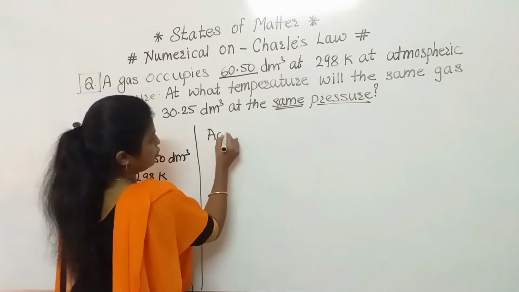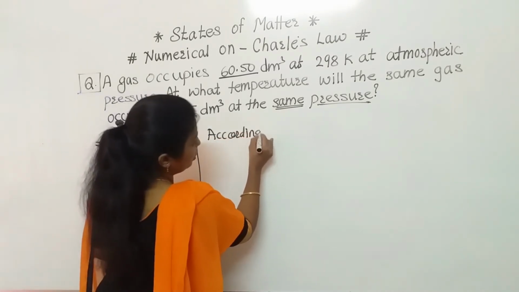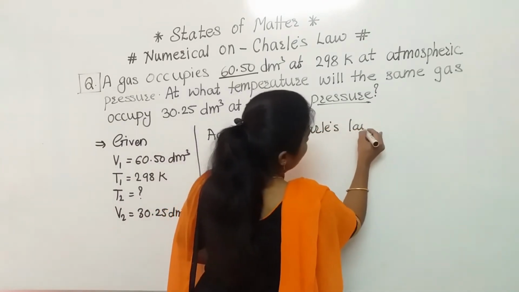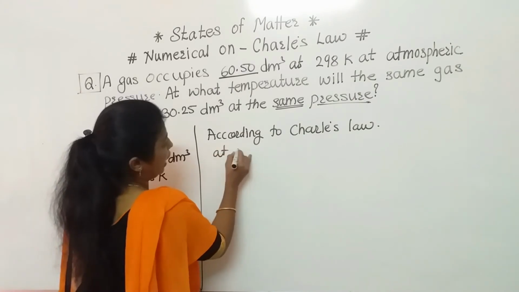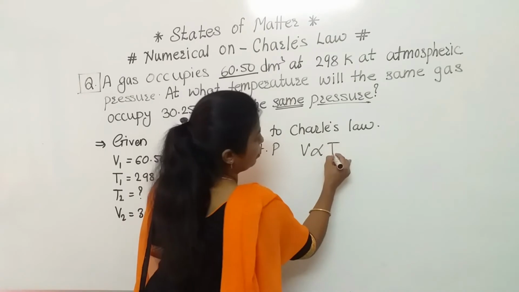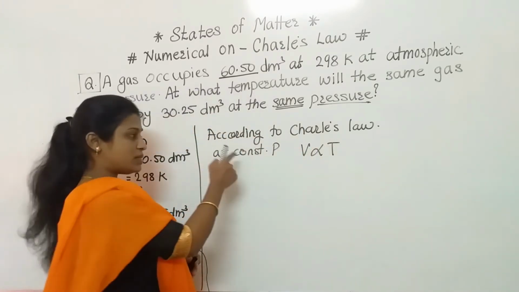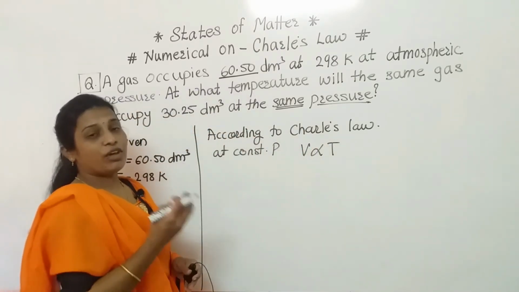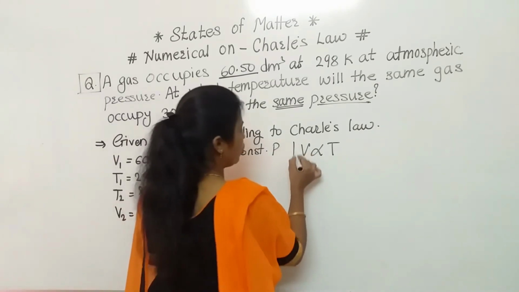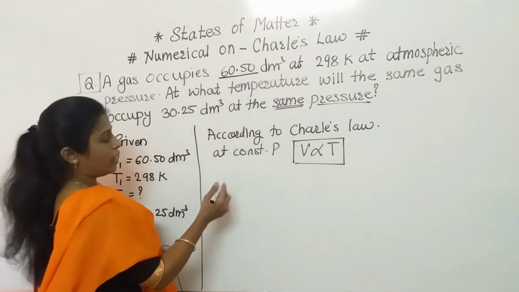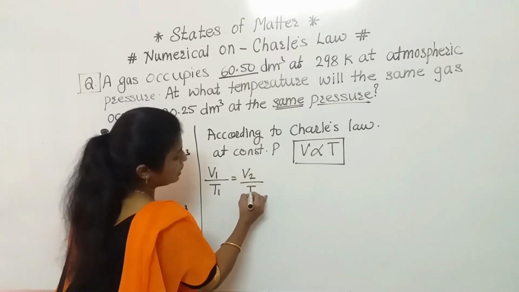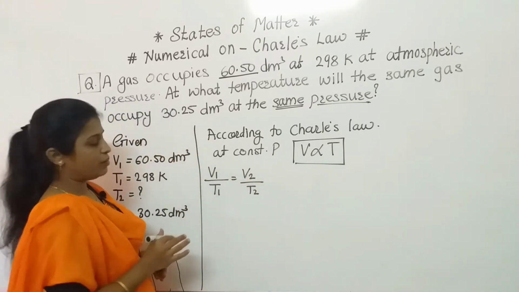So according to Charles law, once again we are writing: what is the constant term? The constant term is pressure. So at constant pressure, volume is directly proportional to temperature. You will say, ma'am, same concept, why are you repeating? Because when we practice more and more, it will fix in your mind, in your brain. So according to that, V1 upon T1 is equal to V2 upon T2. Simply, we have to fill the given data into that formula.